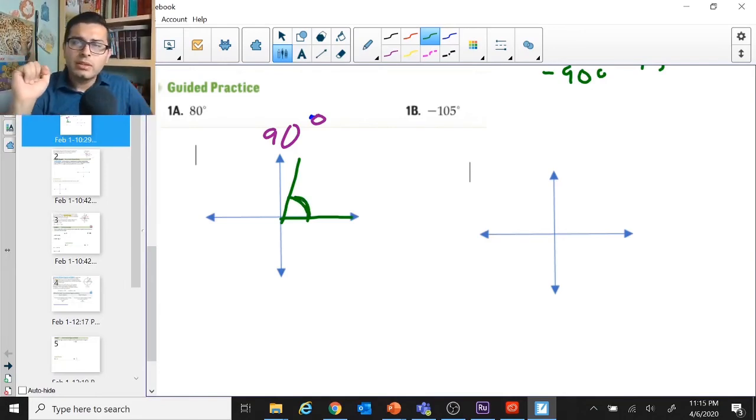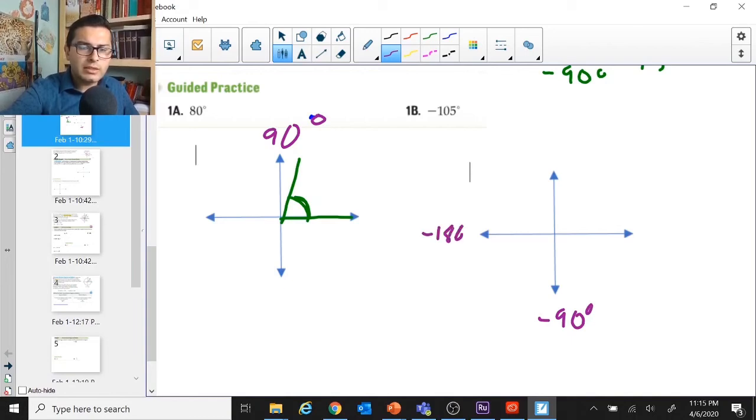Now, let's try negative 105. Now, I know that I'm going to be going the reverse way around the circle, so I'm going to start counting in the reverse direction. First thing that I know is that this is going to be negative 90 degrees. And what is the next line here, next quarter of the circle going to be? Well, that's going to be negative 180 degrees. So if we're dealing with negative 105, it has to be somewhere in between here. So how can we figure out the closest possible approximation right now of where negative 105 is?